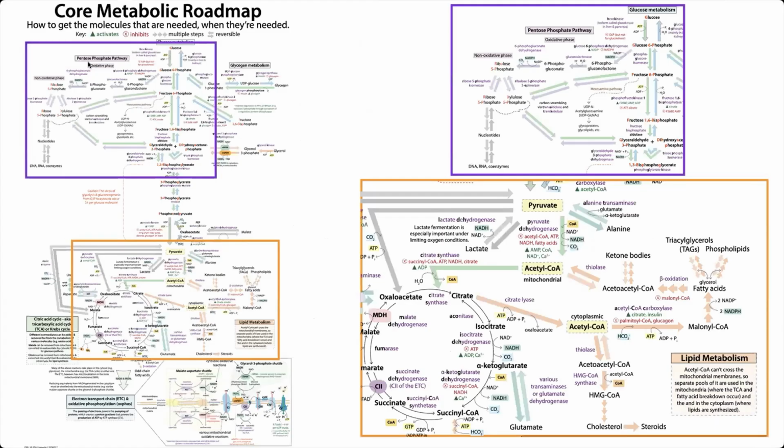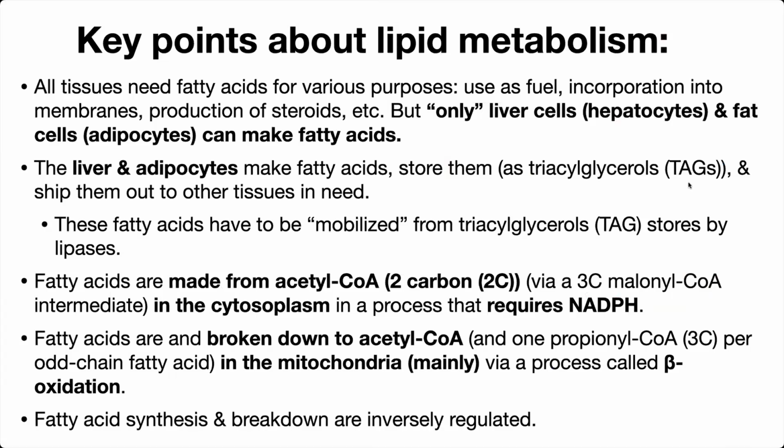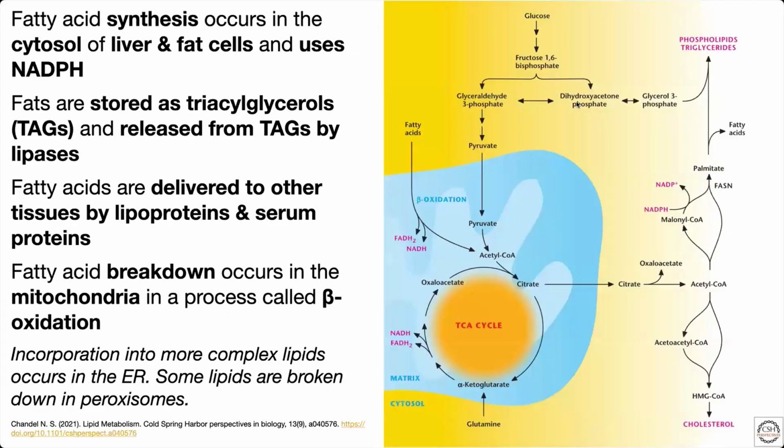They make fatty acids in their cytosol in a process that uses NADPH. And remember that the pentose phosphate pathway was the main source of our NADPH. So our pentose phosphate pathway is going to be providing the NADPH that we can then use in order to synthesize fatty acids. And that synthesis is happening in the cytosol of our liver and of our fat cells, so our hepatocytes and our adipocytes.